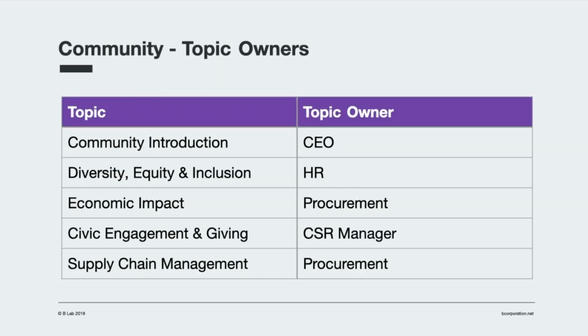The impact area community consists of an introductory module and 4 topics, specifically diversity, equity and inclusion, economic impact, civic engagement and giving, and supply chain management. This impact area covers a wide range of topics, all related to the external stakeholders of the company. To answer the questions in this impact area, it is encouraged to include your HR department, procurement, and the CSR manager. Input from your CEO can also be helpful for questions related to the company's business model.